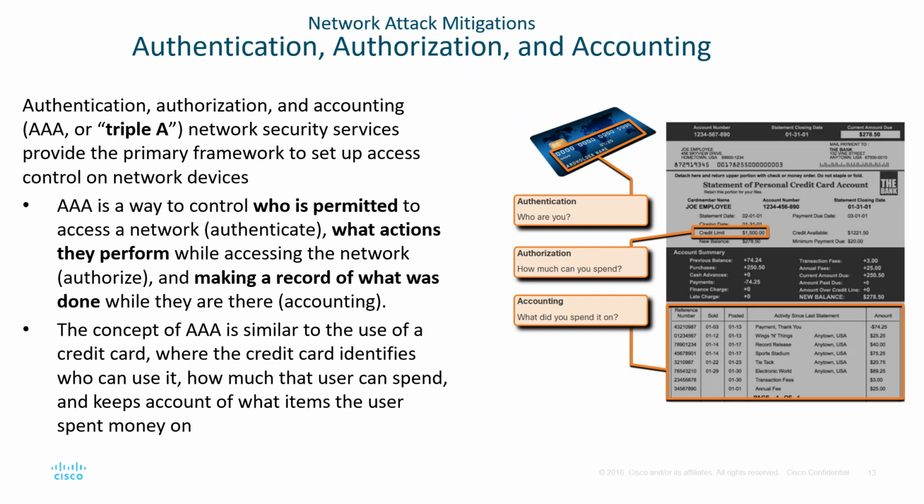The concept of AAA is similar to the use of a credit card, where the credit card identifies who can use it, so that would be the name on the card. It also identifies how much that user can spend, that is your credit limit, and then keeps an account of what items the user purchases, and that is your list of purchases in your statement. So AAA is very similar to credit cards.